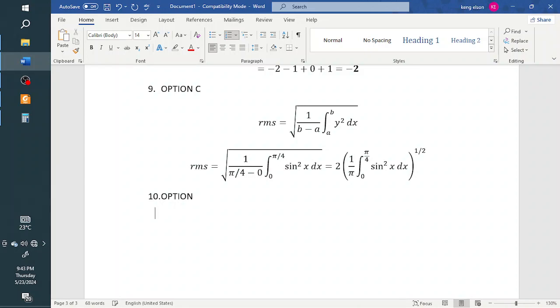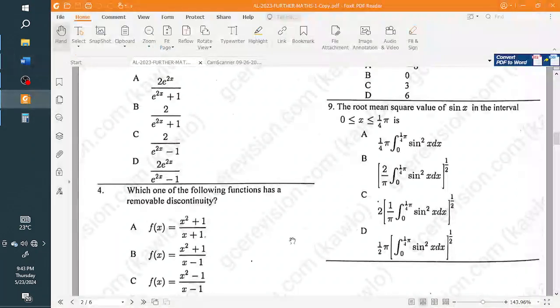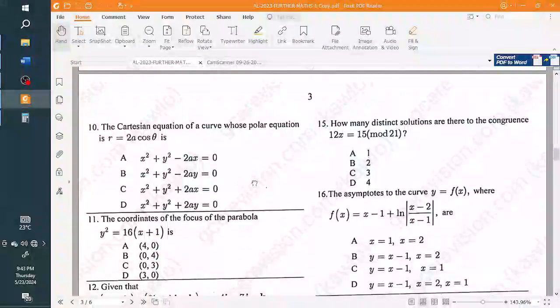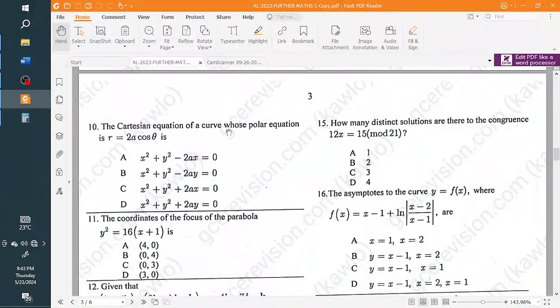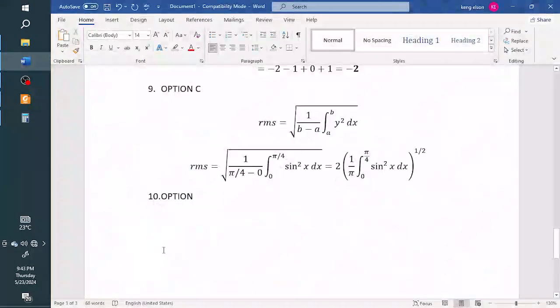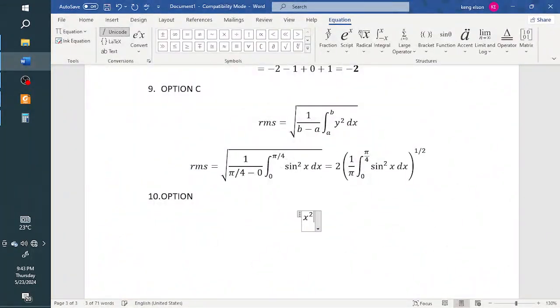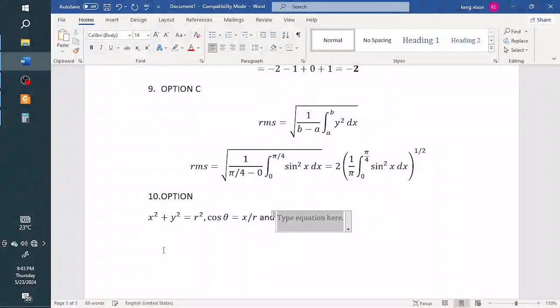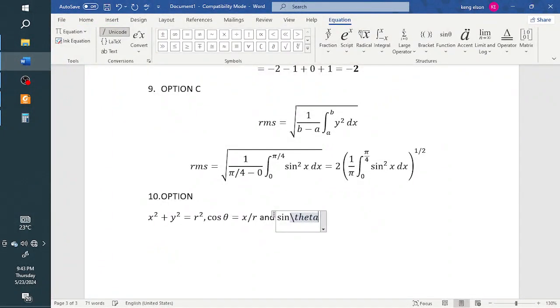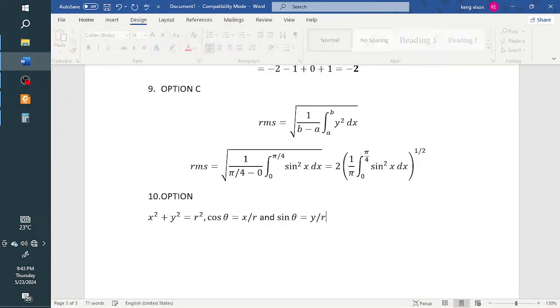Question 10, that is where we are. The Cartesian equation of the curve whose polar equation is r equal to 2a cos theta is, okay, Cartesian equation. So let's know the conversions. x squared plus y squared is r squared. Cos theta is equal to x over r, and sine theta is equal to y over r.